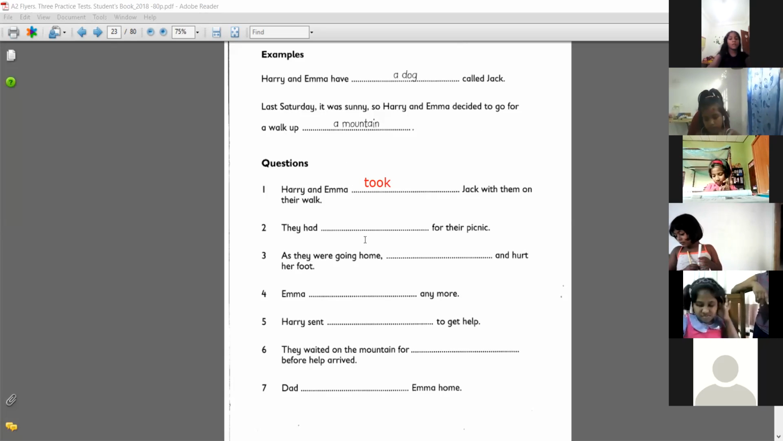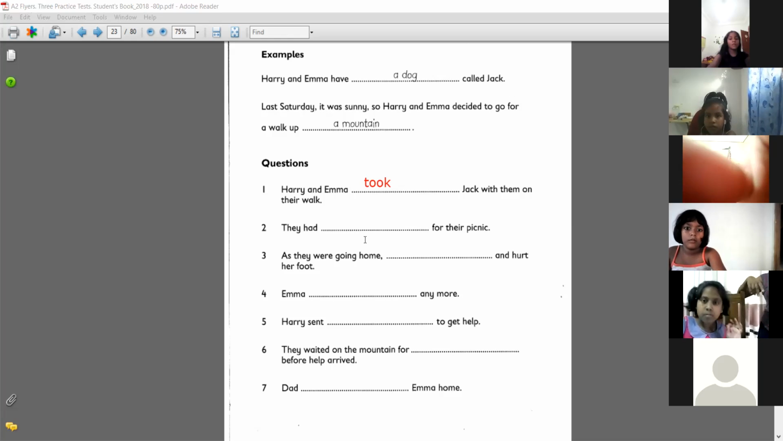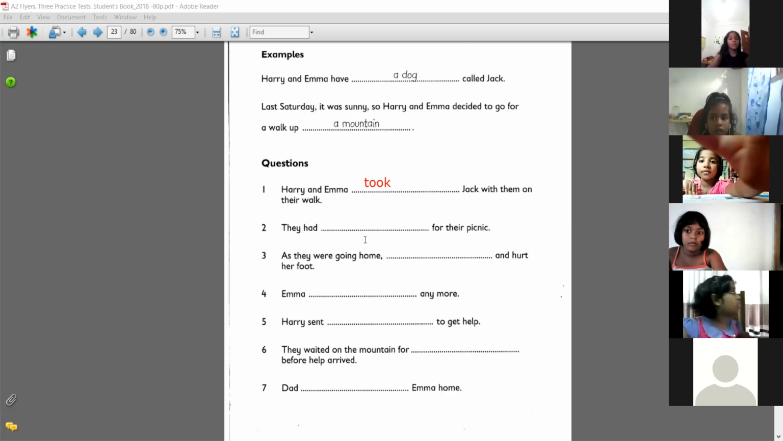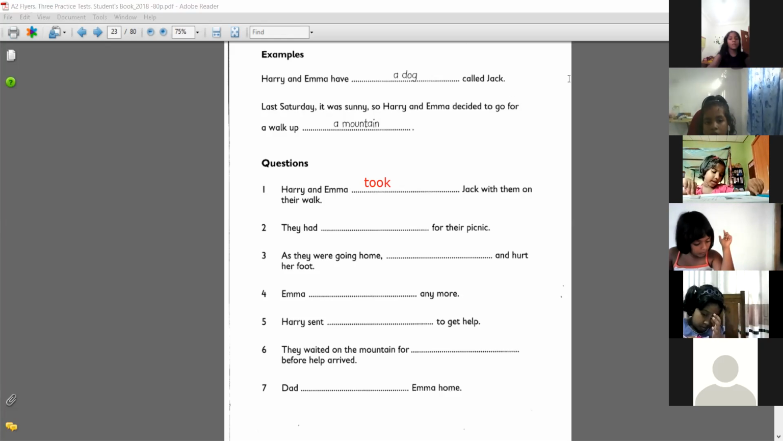Next one, they had blank for their picnic. What did they have? Tell me the answer for question number 2. Sandwiches and cake and lemonade for their picnic.